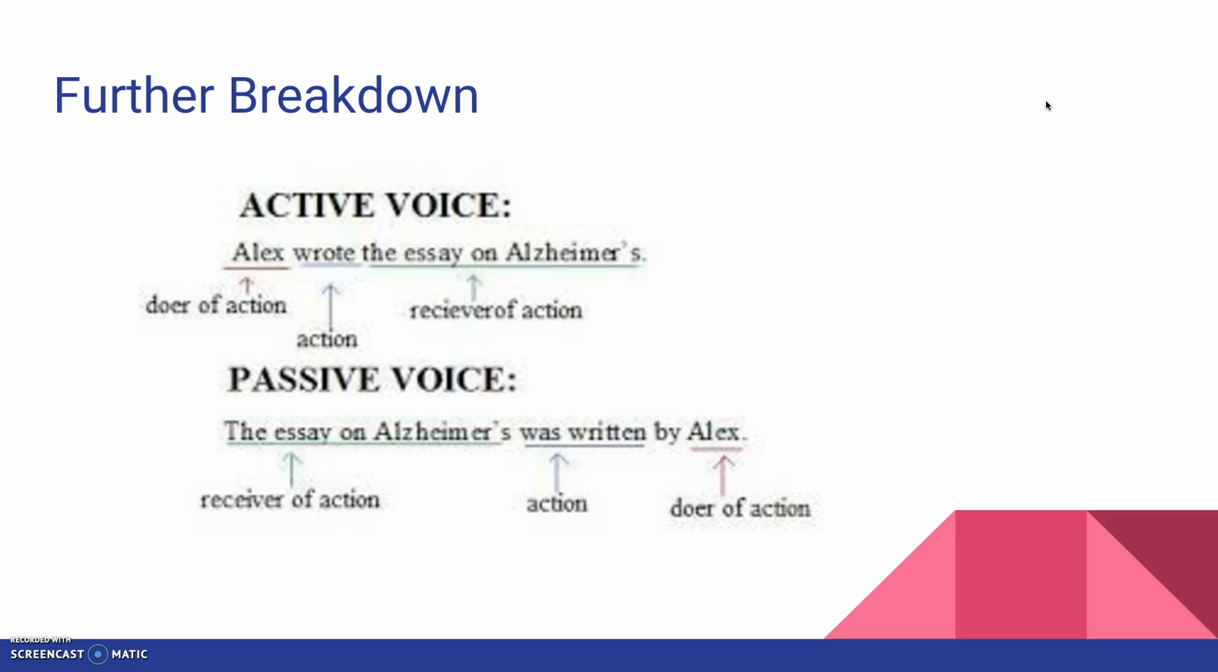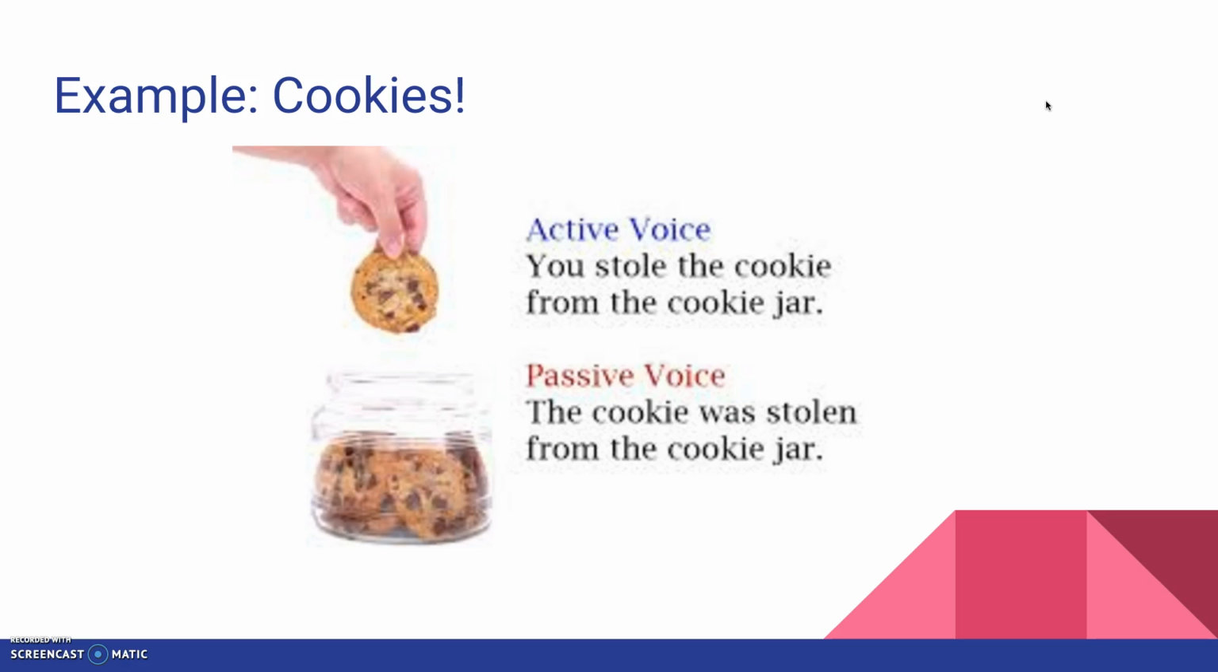Now, if you compare these two, you can see how the order is reversed. In active voice, you go doer of the action, and then receiver of the action. But in passive voice, you go receiver of the action, then doer of the action. And if you just compare the two lengths of the sentences, you can see that active voice is shorter. Now, another example is about cookies. So in active voice, it says, "You stole the cookie from the cookie jar." But in passive voice, it says, "The cookie was stolen from the cookie jar."